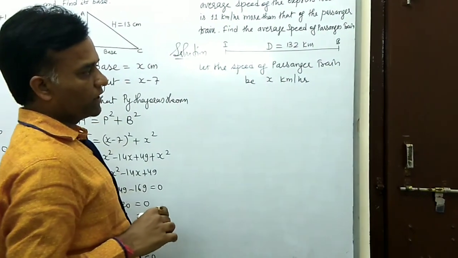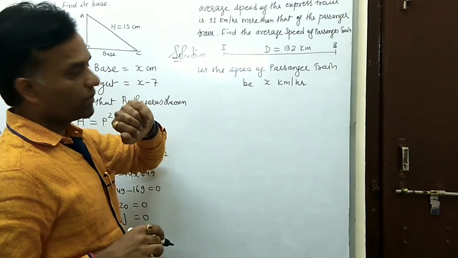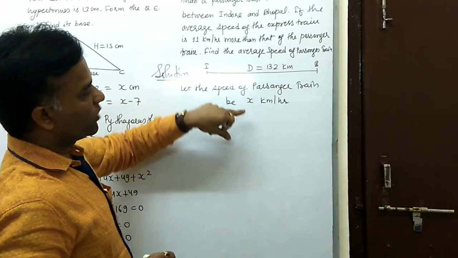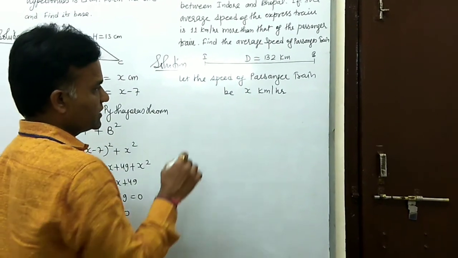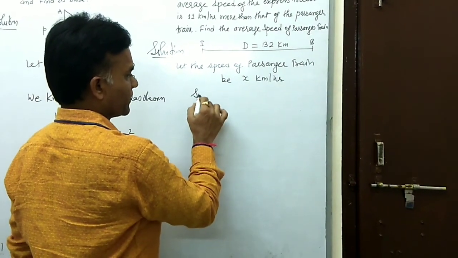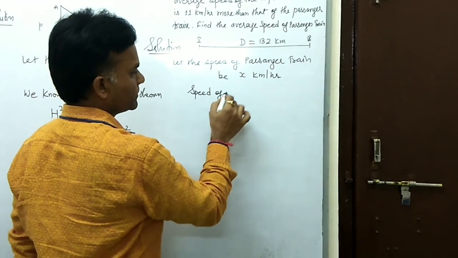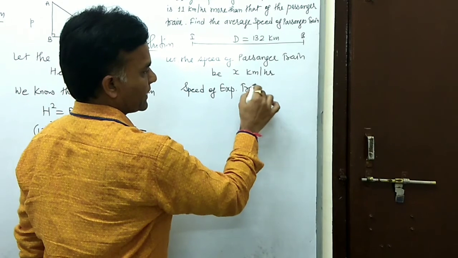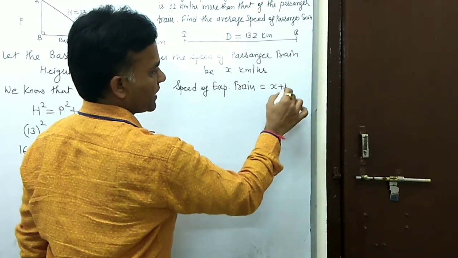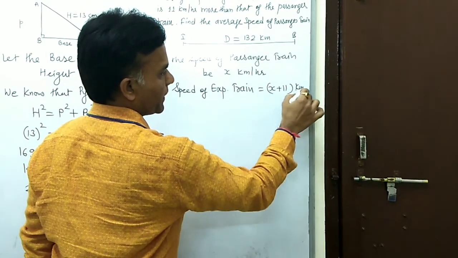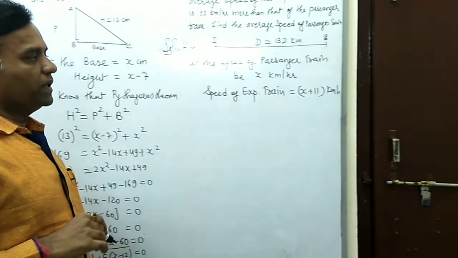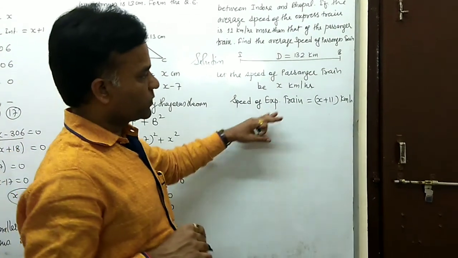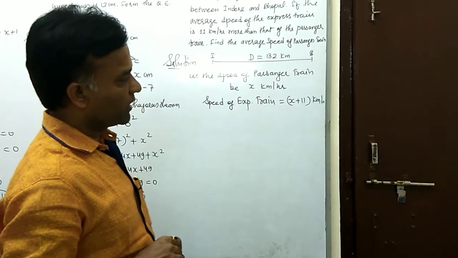Okay, so now we know the speed of passenger train is x km per hour, and now also we know, because the speed of the express train is 11 km more than the passenger train. So here also we write down the speed of express train, that is x plus 11 kilometer per hour. Okay, so now we know both the speeds: passenger train speed is x kilometer per hour and express train speed is x plus 11 kilometer per hour.